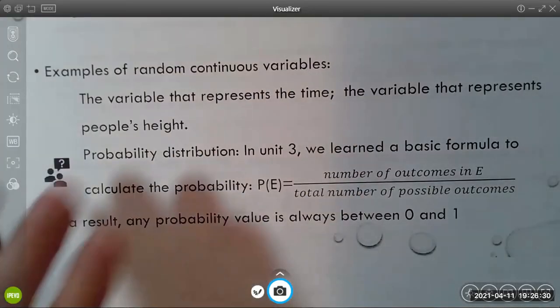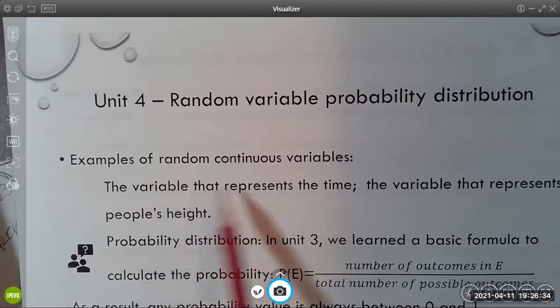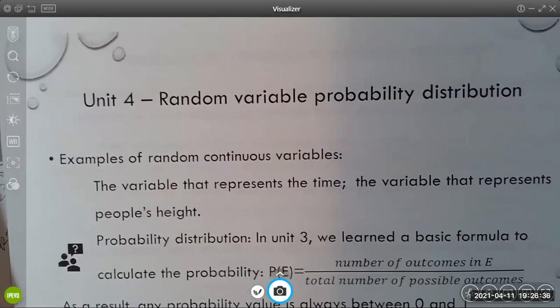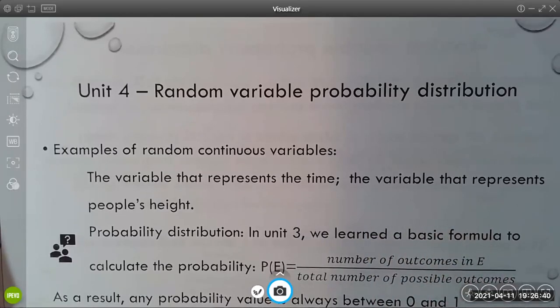So, some examples of continuous variables. The variable that represents time, I just mentioned that. Let's look at the next one. The variable that represents people's height. Again, even though we see people have different heights, right? Say 5 feet, 5'11", 5'10", 5'11". How many heights are in between? Countless. We don't really know. In theory, just really countless.